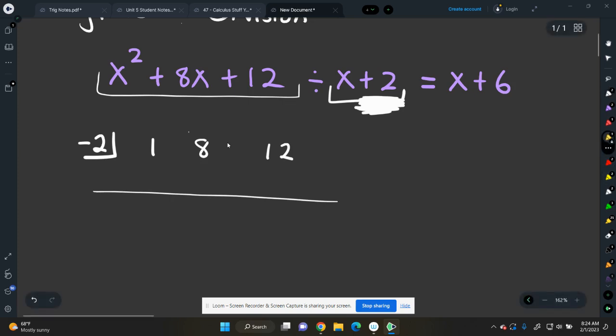Sam, is there a problem? Oh, no. Ethan? Huh? Where did I get the negative 2? That's the opposite of this number right here. Okay?